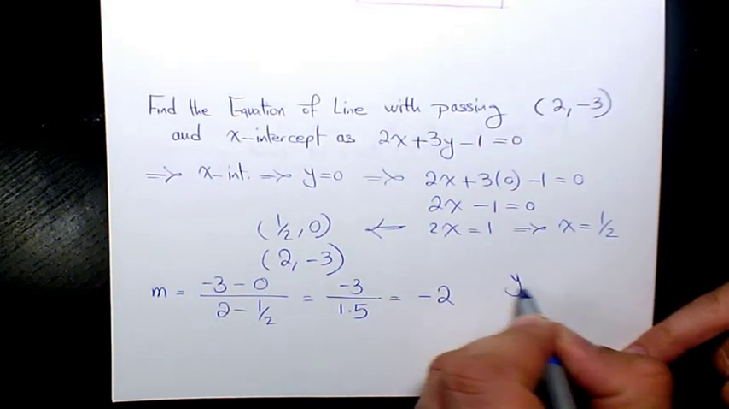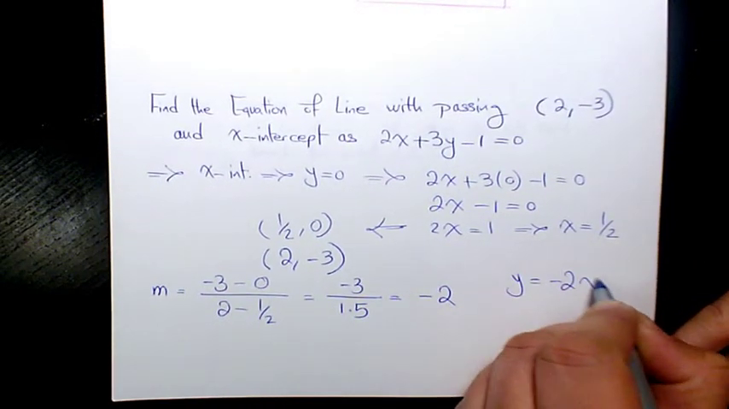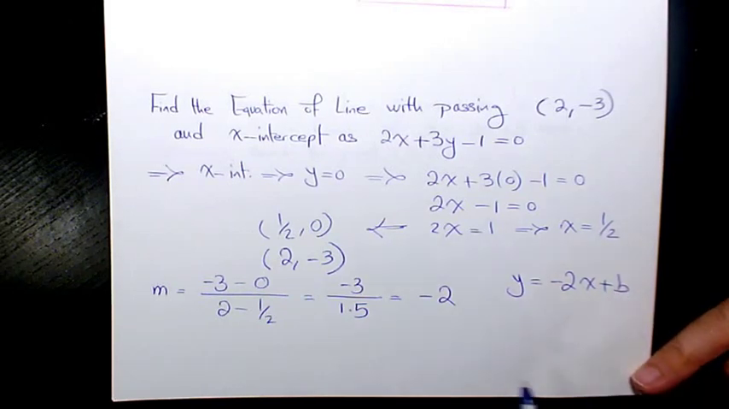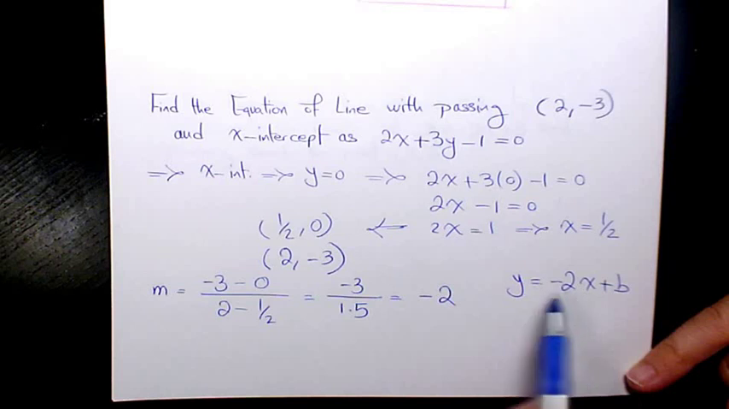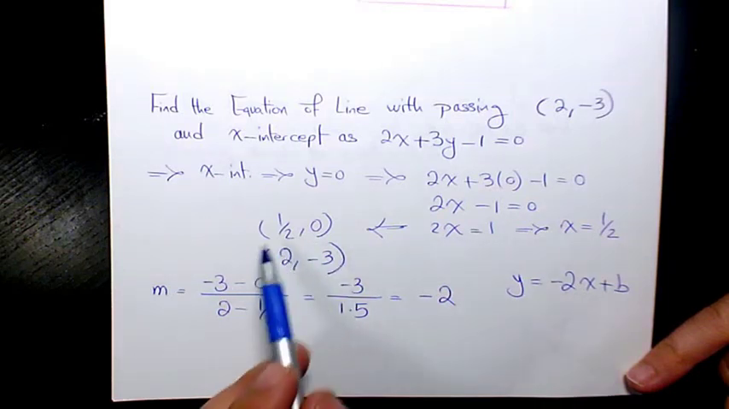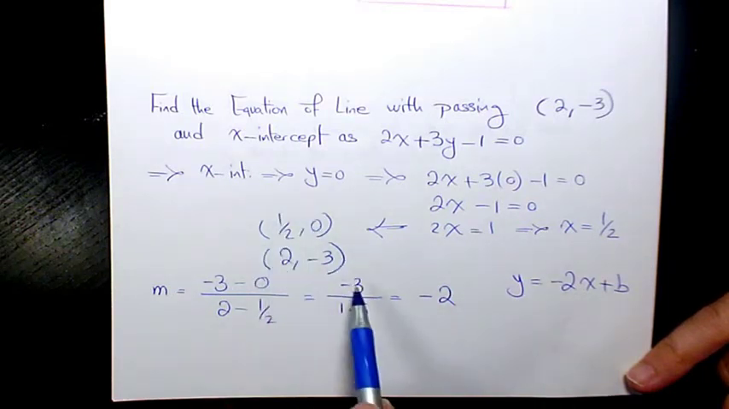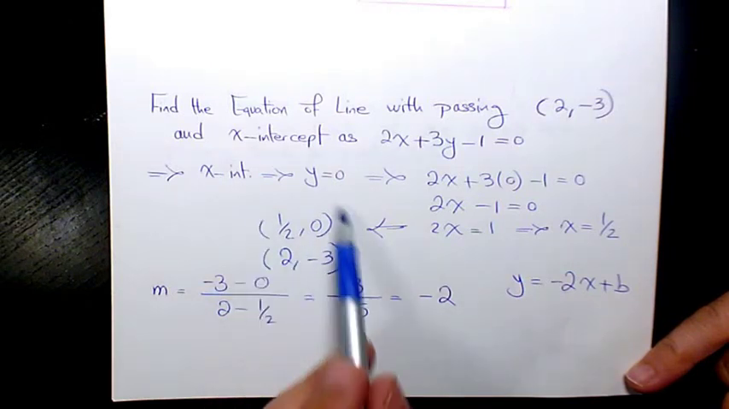So the formula is y equals negative 2x plus b so far. We need to find out the y-intercept as well. How can I do that? I'm gonna use one of these 2 points. Doesn't matter which one you select, both of them supposed to give you the final answer. I'm gonna use this one.